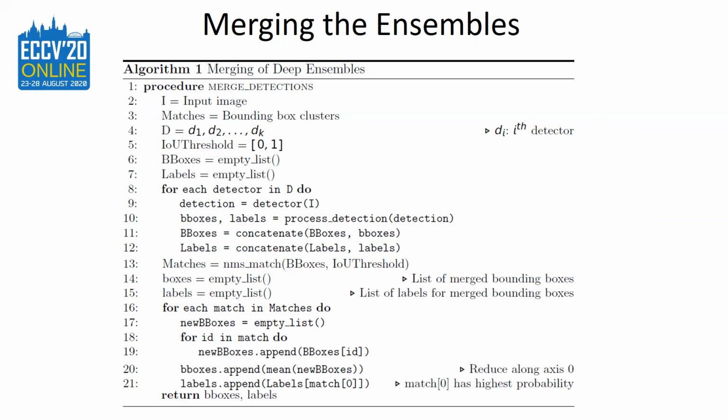This list is then passed to the NMS match function, which groups these boxes and labels by IoU threshold. And finally, each group is merged into a single box and label by simple averaging. The label depends on the box in a group with the highest confidence score.